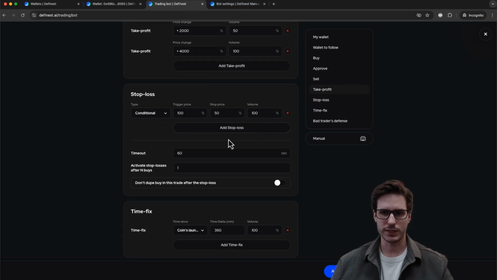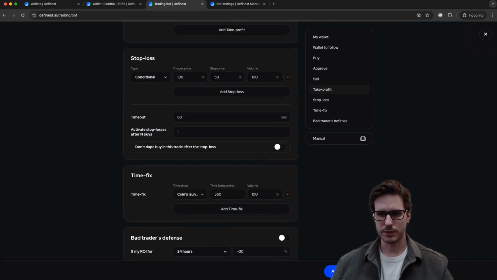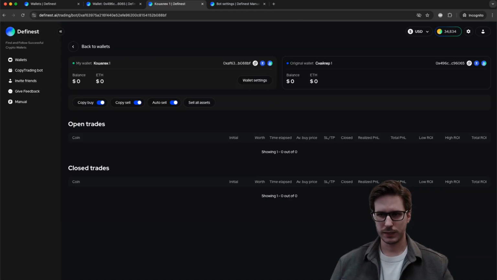Time fix, stop loss, add trading wallet. So we see that we have created a bot and immediately went to its page. What do we see here? We see the sections open trades and close trades. That is, open transactions and close transactions. In the working bot, there will also be a third section, open transactions from the original wallet. More on that a little later.